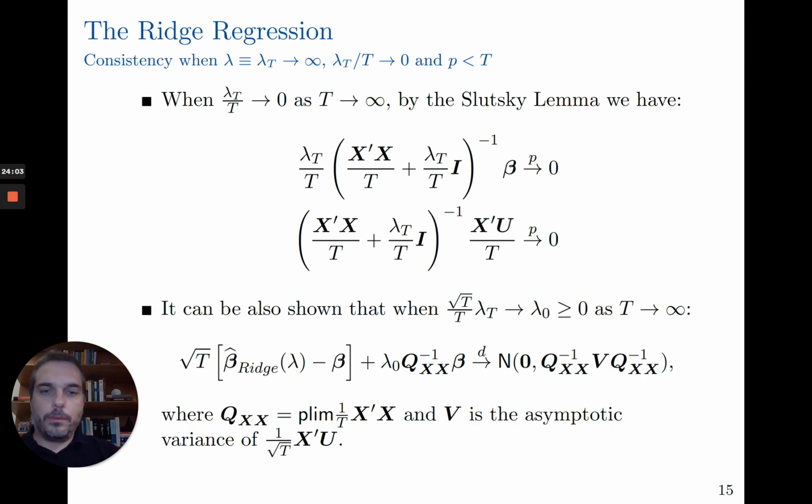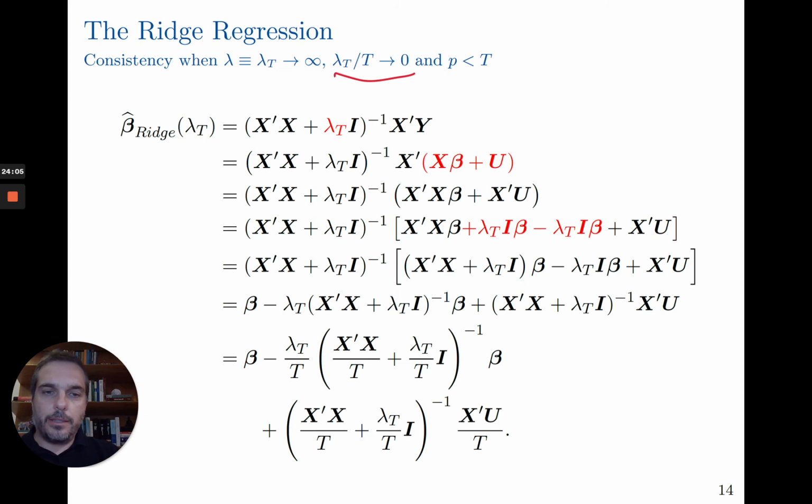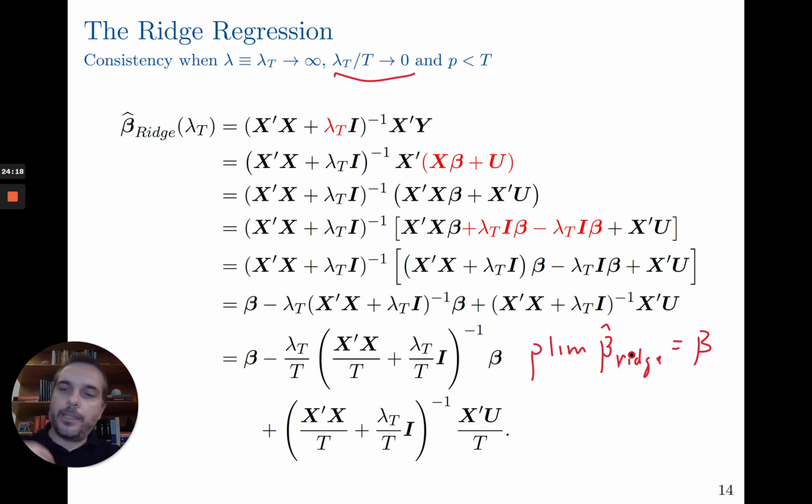So we have that the probability limit of beta ridge equals beta, the true parameter, when lambda diverges, but diverges at a slower rate than the sample size, and of course when we have p less than T. We need that because otherwise these things here won't converge to anything reasonable. Okay?